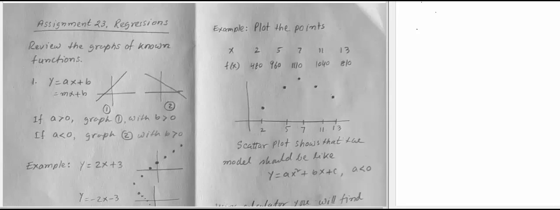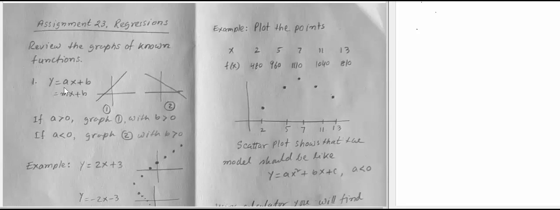All right, now we are in the section of regression analysis. It is better to know some graphs of functions, which are the mathematical models. First of all, you understand that y equals ax plus b, or y equals mx plus b, is the equation of a straight line. Now, based on a and b values, or m and b values, the shape will depend, right?